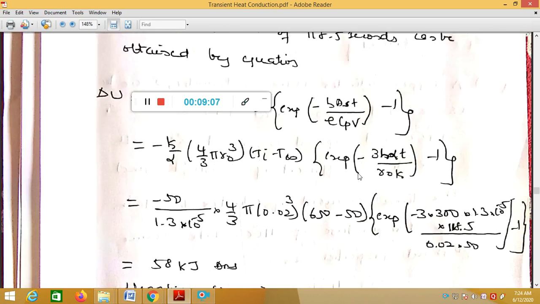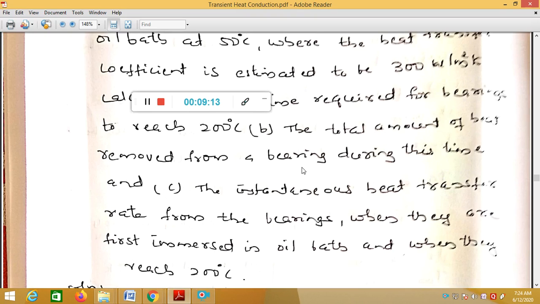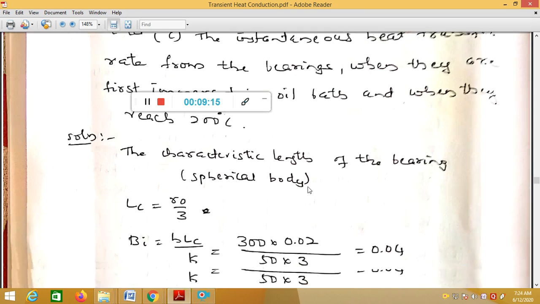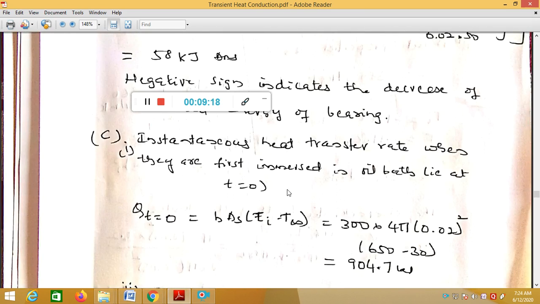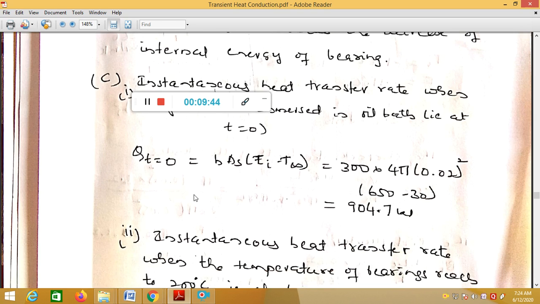Then he is asking the third bit: the instantaneous heat transfer rate when the bearings are just immersed in the oil bath, and when they reach 200 degree centigrade. When they are immediately immersed in the oil bath, that is instant, we want the heat transfer at time t equal to 0. So Q at t equal to 0 equal to h As (Ti minus T infinity). Ti is the initial temperature of the solid ball. The surface area of this ball is 4 pi r square. So with 650 minus 50, you will get the instantaneous heat transfer rate as 904.7 watts.